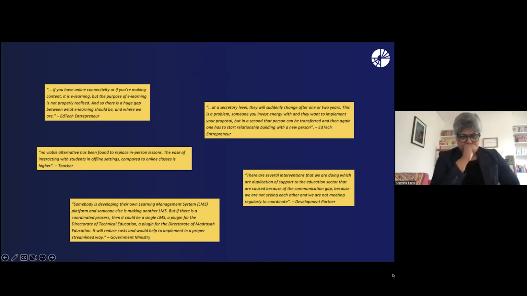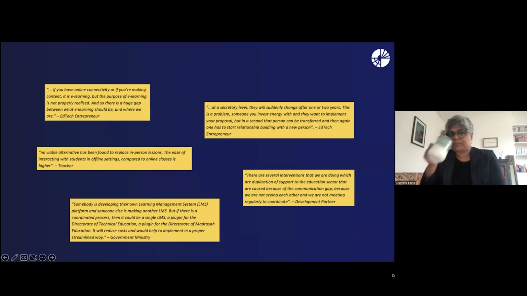The other is this centralization idea. Some of them say that at the secretary level, for example, officials will suddenly change after one or two years, so it takes a lot of effort to constantly be building relationships. And I think for a lot of the listeners to this webinar today, this might be a problem which is very resonant as well. It's true for many, many contexts. There are also teachers who think very differently about edtech. They're very clear in stating that there's no replacement for in-person teaching, and I think this came up in the previous presentation questions as well. So overall, there needs to be a significant amount of sectoral coordination.